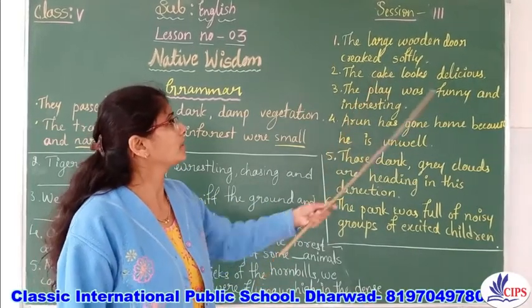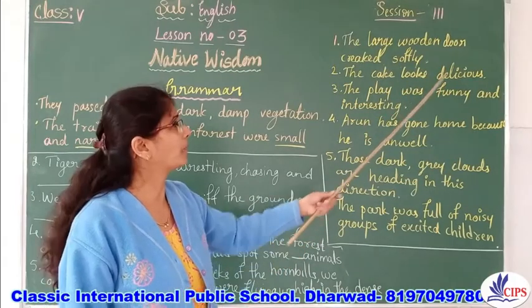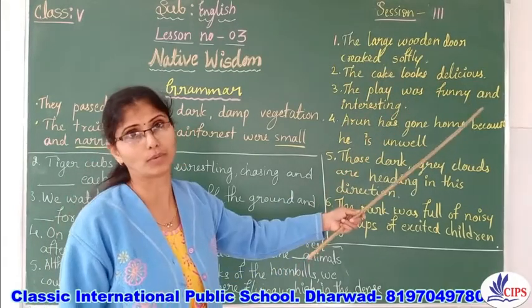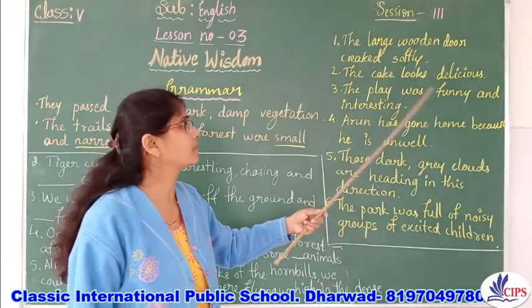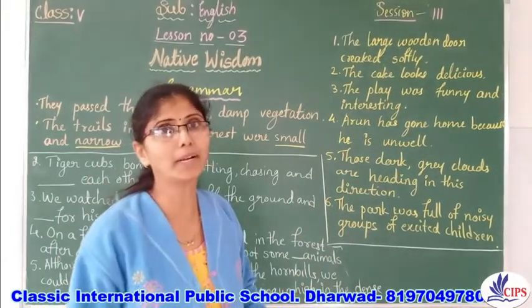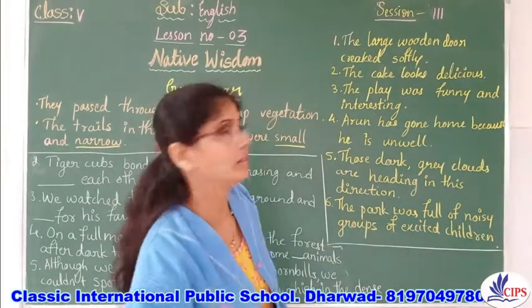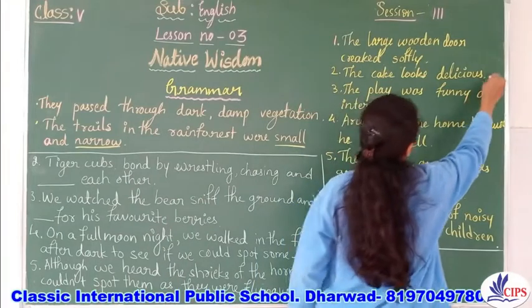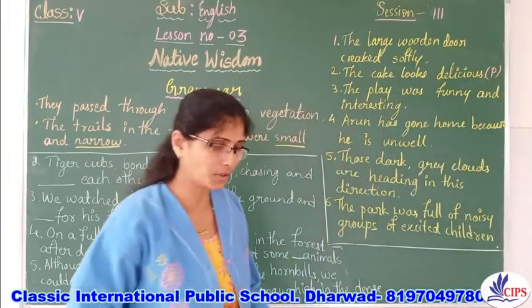But is it after the noun or before the noun? It appears after the noun. So what is this then? This is after the noun. Predicative. What to write then? P. You should write P there. P indicates predicative. Getting, children?